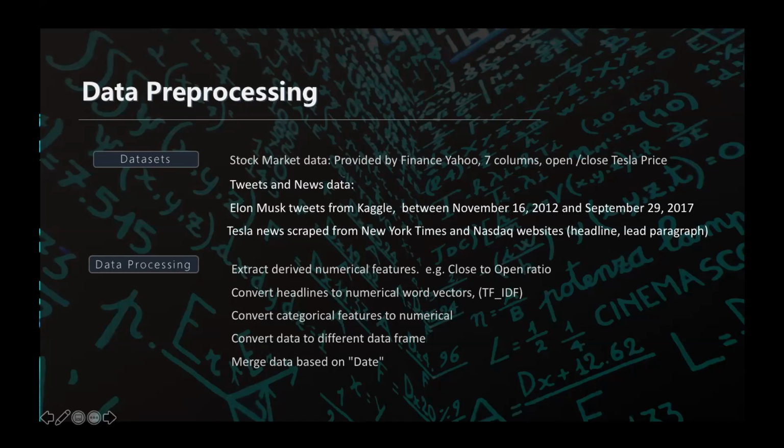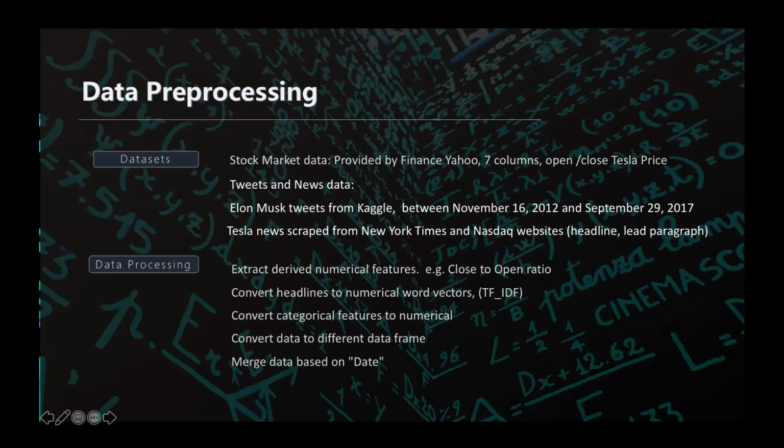Okay, good, very good. Yeah, and for tweets and news data, Elon Musk's tweets are from Kaggle, between November 16, 2012 and September 29, 2017. For some Tesla news, I scraped from the New York Times and Nasdaq websites. I just scraped the headline and lead paragraph, and it takes so much time.